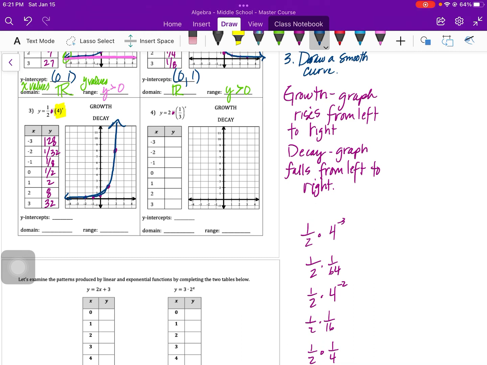My y-intercept on this one, and an easy way to remember this is that the y-intercept is the point at which x is equal to 0. So it's 0, 1/2. The domain, as you can see, is going to be all real numbers again, and the range is y is greater than 0.